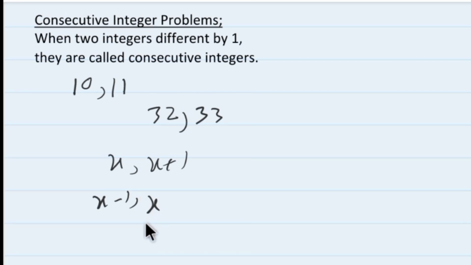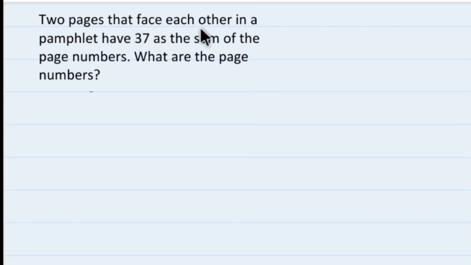So all these integers are consecutive integers. Now we learn how to solve consecutive integer problems. Two pages that face each other in a pamphlet have 37 as the sum of the page numbers. What are the page numbers? Let us suppose the page numbers facing each other are consecutive integers. Why? Because if the number of this page is 15, then the page facing it would be 16. So clearly, these two numbers are consecutive integers.